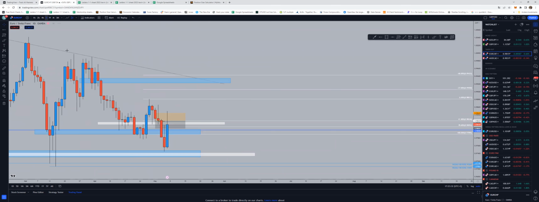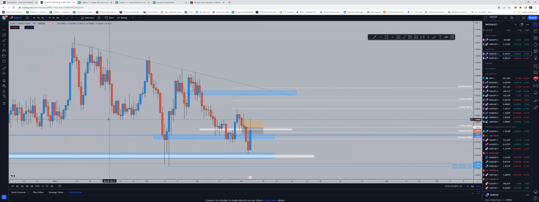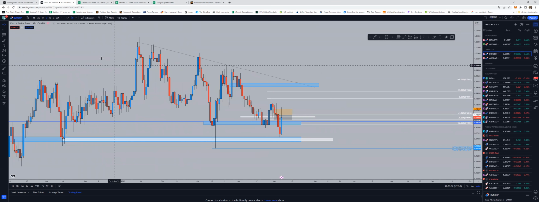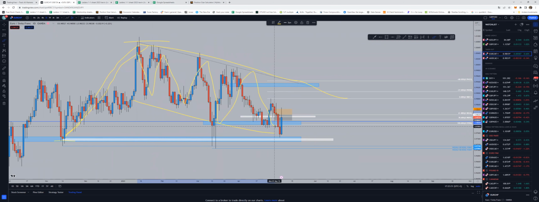So I went to the daily, and what I saw on the daily, you can see already, this was our daily low, and this is our new daily high. So this is one leg, and the rest of it is corrective nature. You can see it on the weekly, it was clear, and on the daily, you can see the price is moving between these highs and lows. So its correction is very corrective.